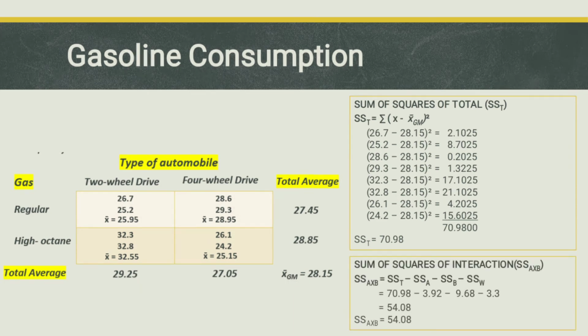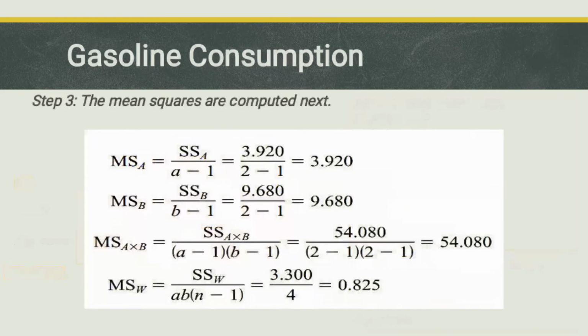Now, it's easy for us to find the sum of squares for interaction. The formula is total sum of squares minus the sum of squares for factor A minus the sum of squares for factor B and minus the sum of squares within error. So, nakuha natin is 54.08 as our sum of squares for interaction. The mean squares are computed next.